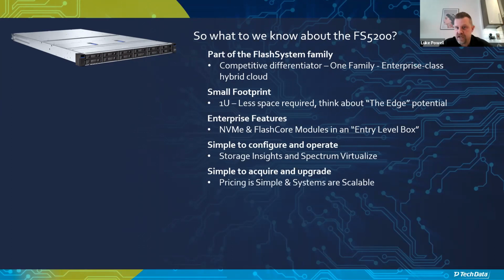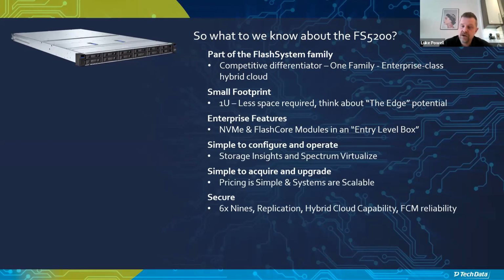The predictable costs of scalability. It's good that you can actually have that kind of look out into the future of how much things are going to cost as you increase that footprint. And then with security, obviously 6 nines, replication, hybrid cloud, and FCM reliability. So that's the FlashCore modules. IBM confidently state that no FlashCore module has worn out in production environment yet. I don't think that means no FlashCore module was ever broken. I think there are always failures in hardware, but they've never worn one out.